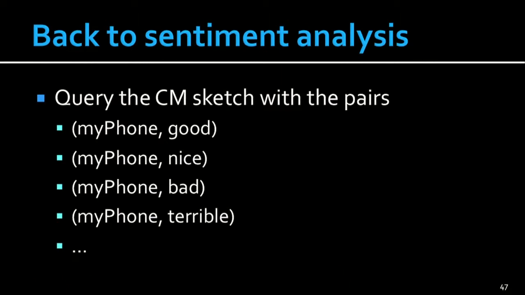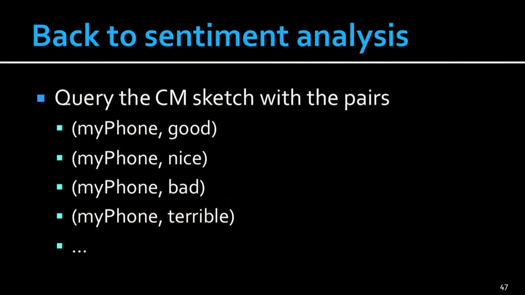So, if you get back to the sentiment analysis example, let's say we want to figure out if people are talking positively about my phone on Twitter or not. So we have built this sketch. Our customer comes in. He says, I want you to tell me what is the sentiment about my latest product, my phone. So what we do is that we just query this sketch that we have with these pairs of words. My phone good, my phone nice, my phone bad, my phone terrible, and so on. My phone and the positive words, my phone and the negative words. And then we combine these co-occurrence counts in some way to figure out the sentiment, just like we did in the example that we did at the beginning.